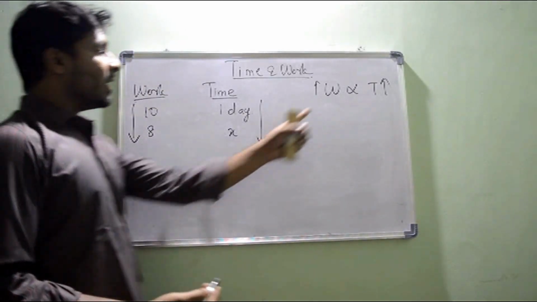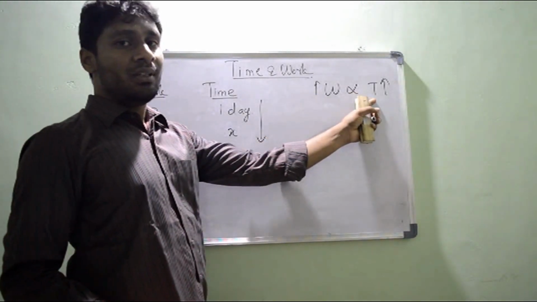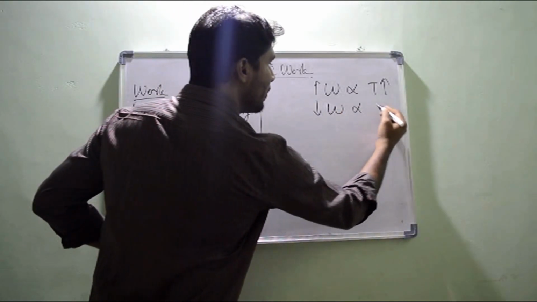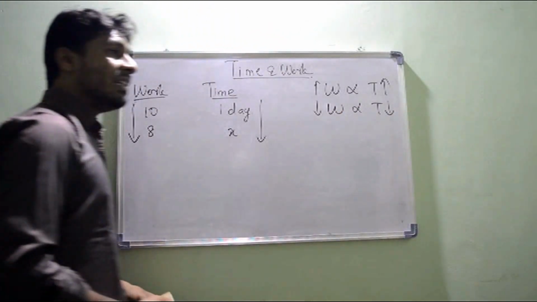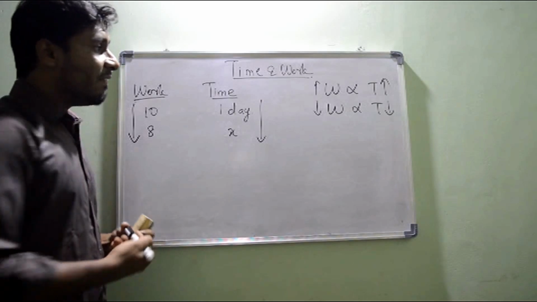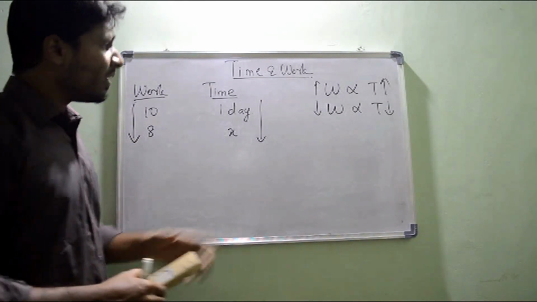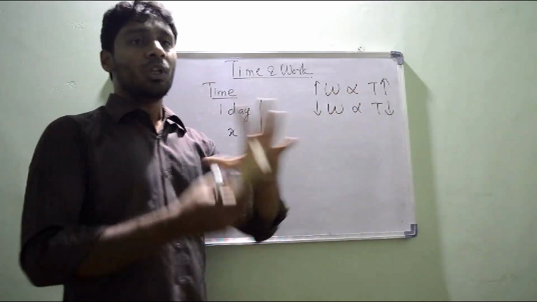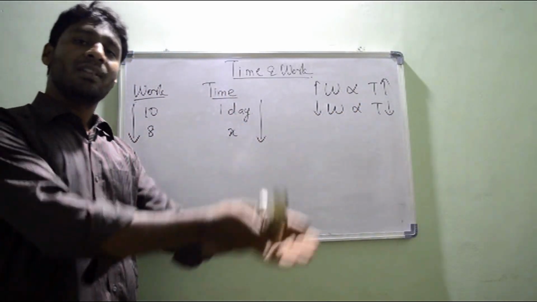Got it? So if work increases, time increases, direct proportion. And again, if my work quantity is reduced, time also will be reduced. So whatever the effect in work, it affects the time also in the same proportion. If work increases, time increases. Work decreases, time also decreases. So all changes happening in work affect time in the same proportion.